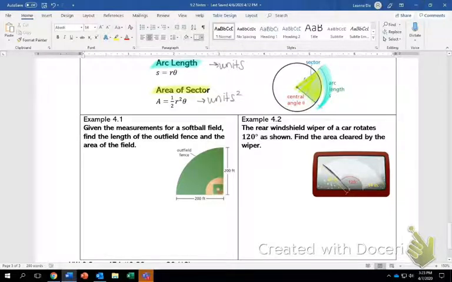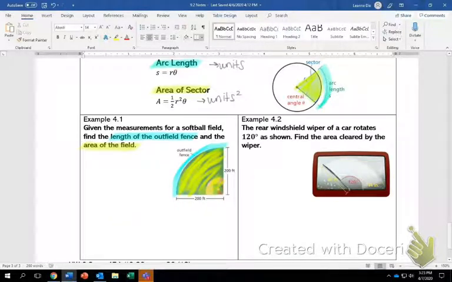All right, so example 4.1 says, given the measurements for a softball field, find the length of the outfield fence. So that length of the outfield fence is going to be our arc length of the outfield fence. So that's this outside area here. And then after that, they ask us to find the area of the field, and that is going to be all the area in here. All right, so that part is done. Make sure to fill it all in so we're all good.